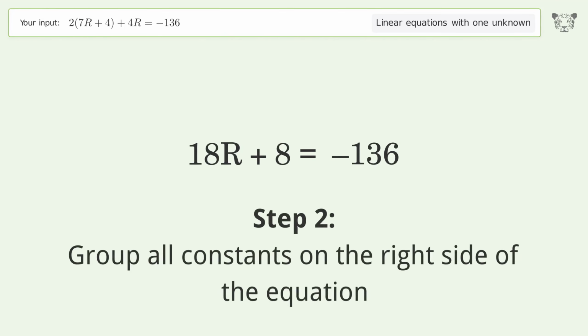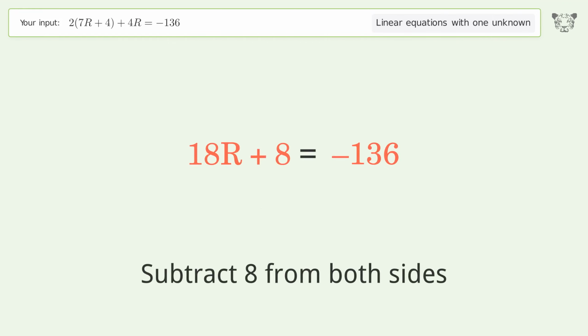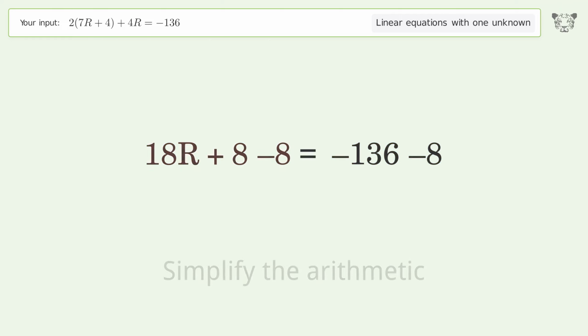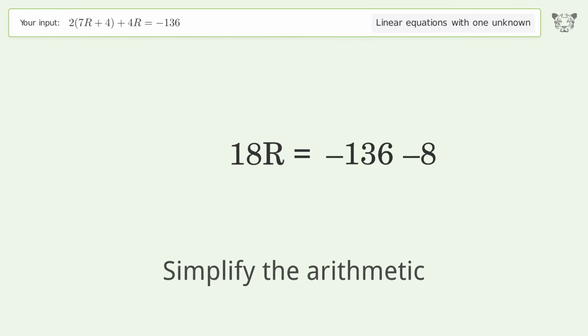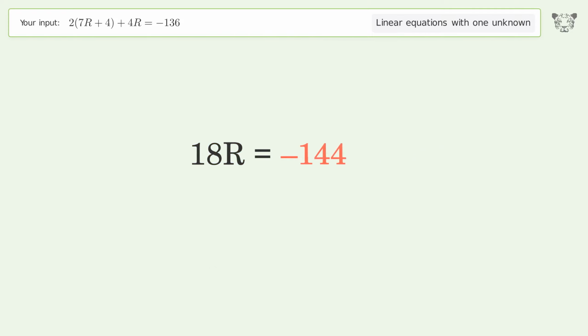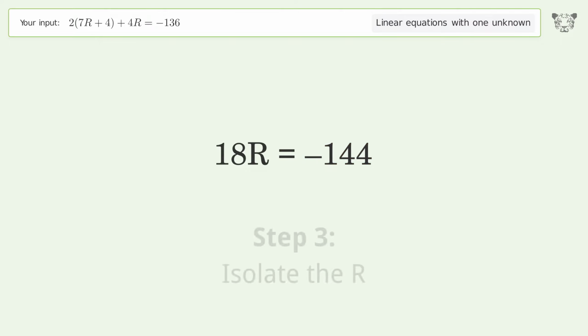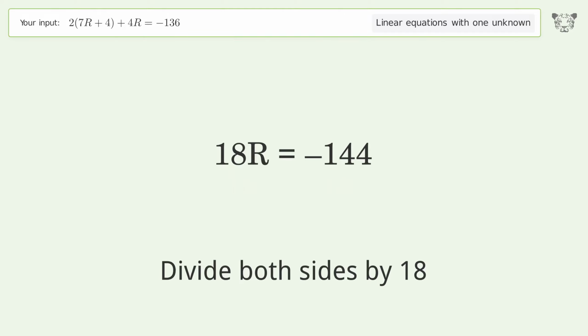Group all constants on the right side of the equation. Subtract 8 from both sides. Simplify the arithmetic. Isolate the r. Divide both sides by 18.